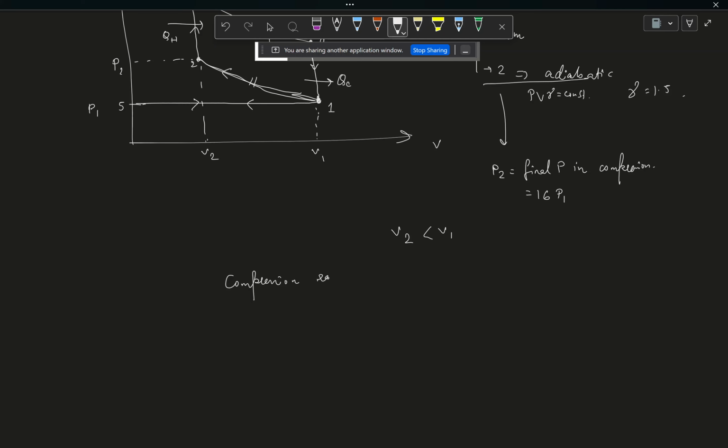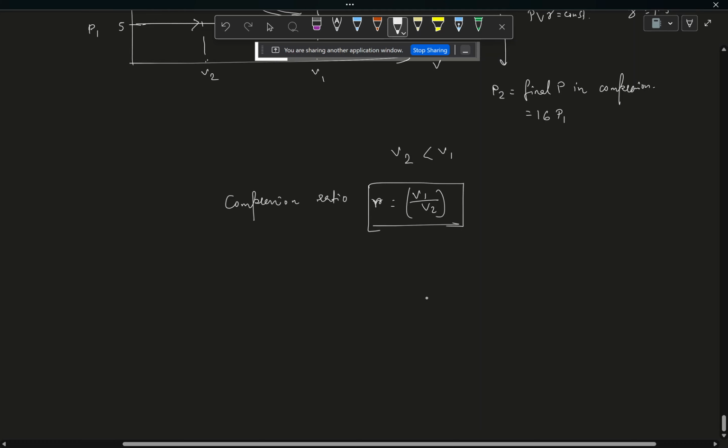And you have to calculate the compression ratio, or by what amount the volume is getting compressed. So the compression ratio, we call it R. R is nothing but V1 by V2. So this is the initial higher volume divided by the final lower volume. This gives you your compression ratio R equal to V1 by V2.